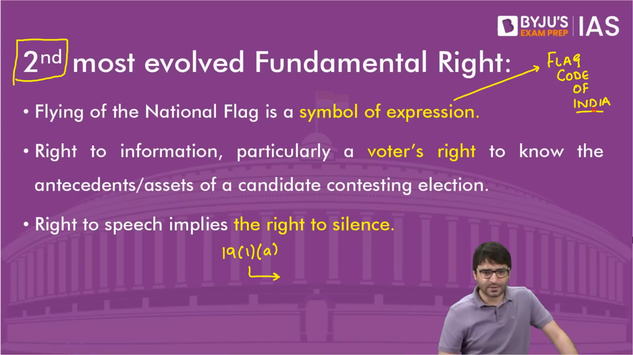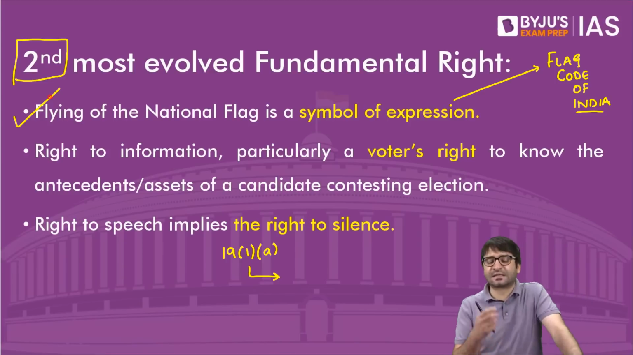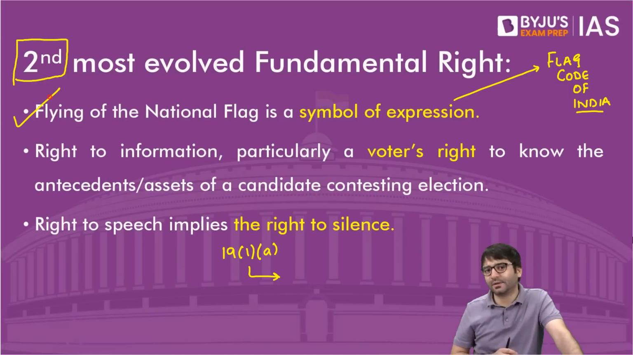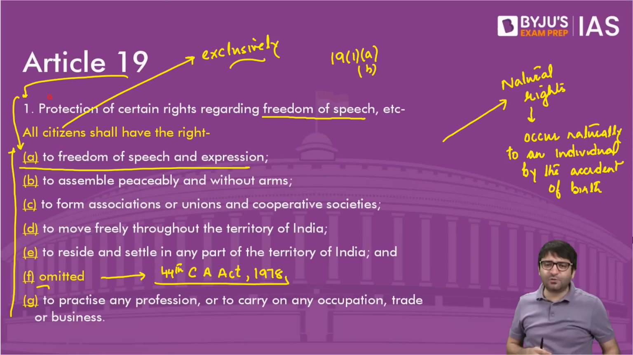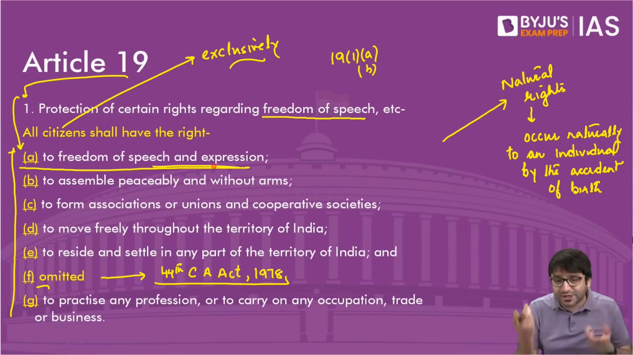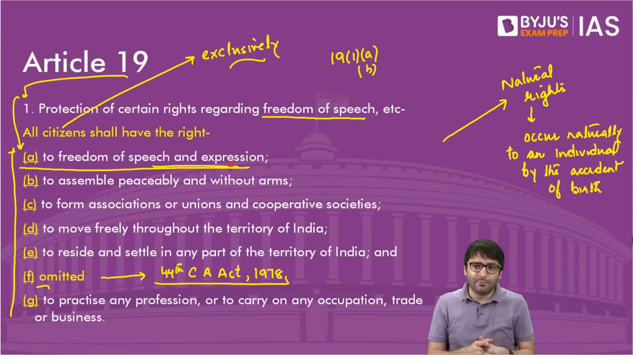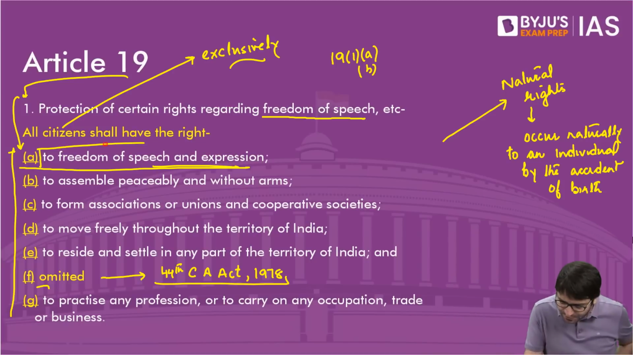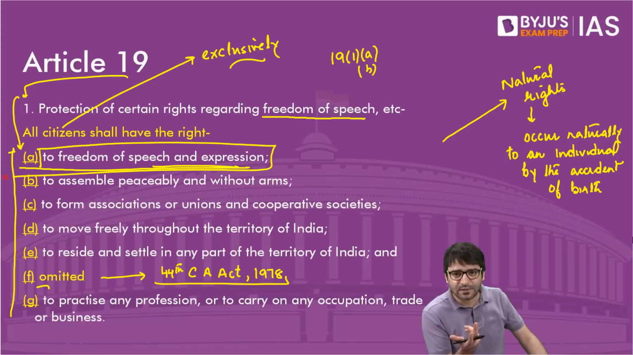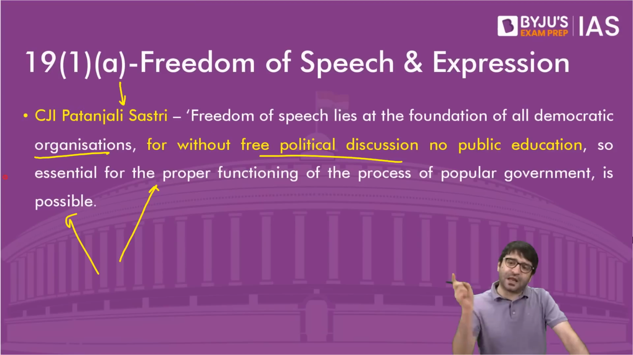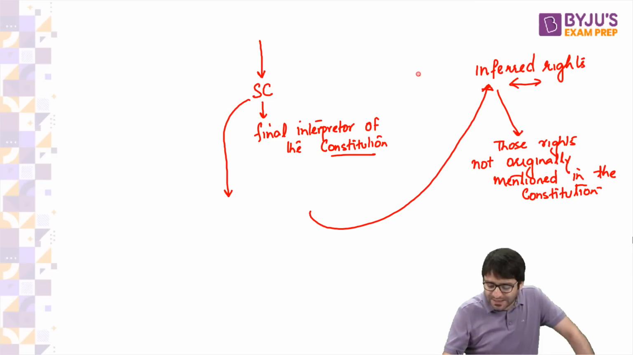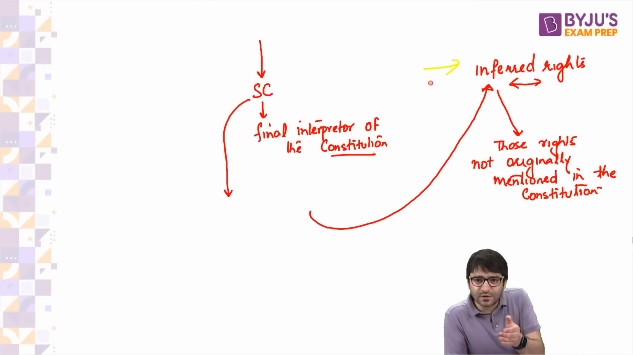Supreme Court said no worries. This flying of a national flag is the symbol of expression. This is your fundamental right under Article 19(1)(a). Which means when we look at Article 19(1)(a), it only says freedom of speech and expression, nothing else. But who is the Supreme Court? Final interpreter of the Constitution. What the Supreme Court does is interpret the Constitution. It looks at this particular article and infers something else as well, derives something else as well, and says flying of a national flag is also a symbol of expression. It is your fundamental right, which means it becomes an inferred right. You're inferring this from freedom of speech and expression.